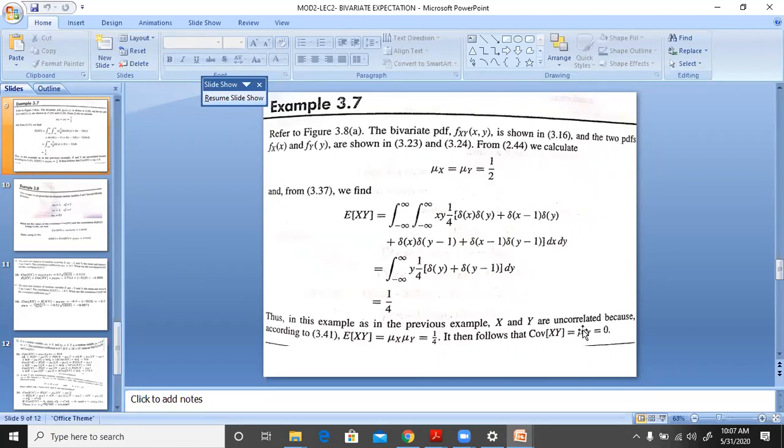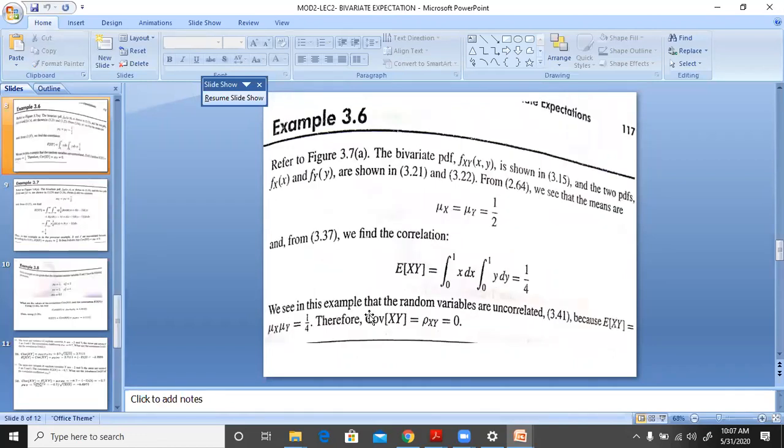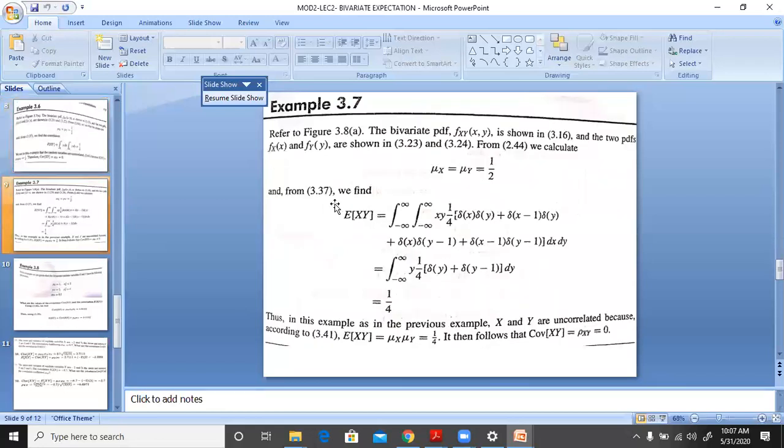Okay, so covariance will turn out to be 0 because both are the same. In the earlier example, we considered E of xy is equal to 1 by 4. Here we have considered E of xy equal to 1 by 4, and mu x mu y is half and half. So mu x mu y will be half into half, that will give us 1 by 4. Hence, since both are the same, we say that they are uncorrelated.